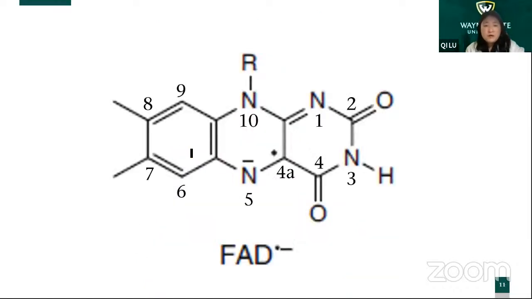So here is a label of the FAD structure: this is number 1, 2, 3, 4, 5, 6, 7, 8, 9, and the center down here is 5, and this is 10. This part is very important for the function of this chromophore, and it links to different amino acid residues, and it will cause the structure change of the whole protein.